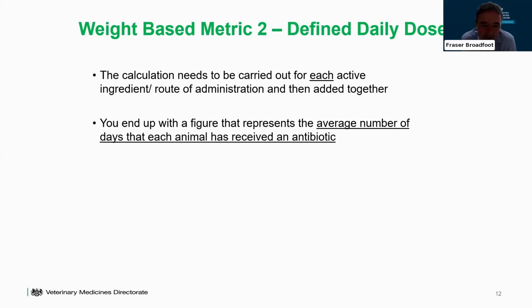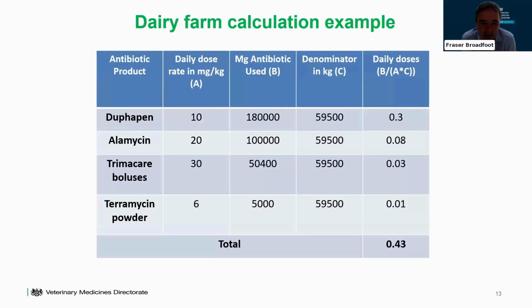And you end up with a figure that represents the average number of days that each animal has received an antibiotic. So this is just an example of the calculation of that farm that I talked about before, where we have the list of the products. We have the daily dose rate, which is the amount of active ingredient that you give for one single day for the most common indication for that product. And you can see it differs for the different products.